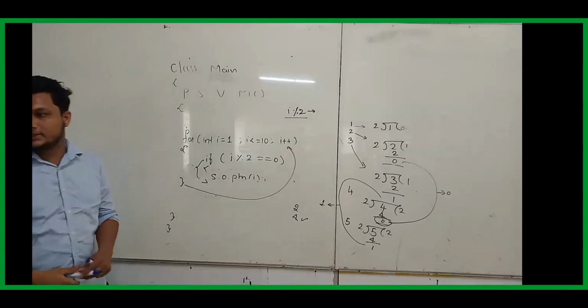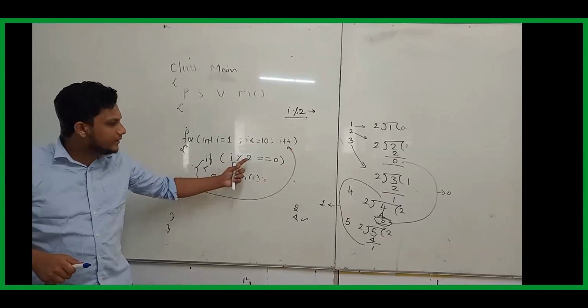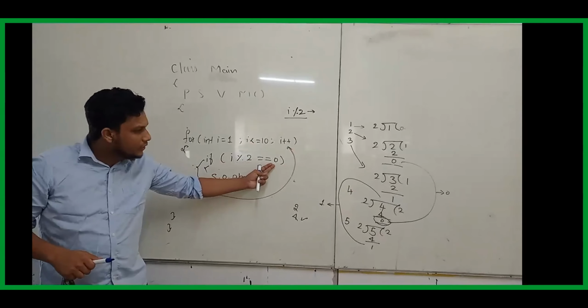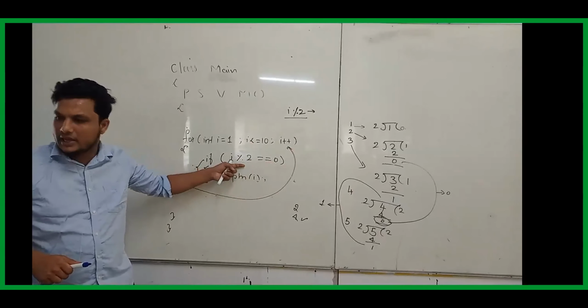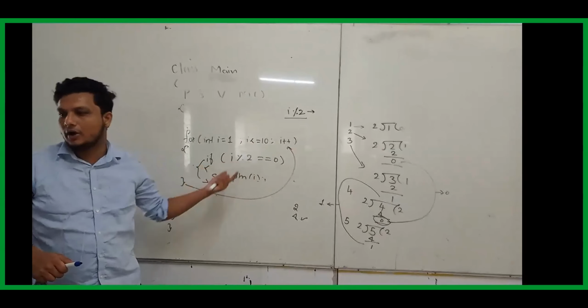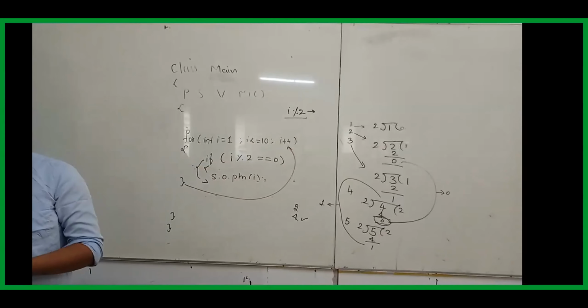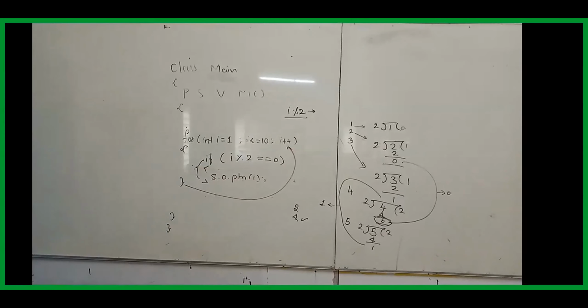Very simple, guys. Take any number, any random number, keep percentage by 2. If it is returning you 0, then it is an even number. If it is returning you 1, then it is an odd number. Simple. Is it clear? Yes, sir. Copy this quickly.